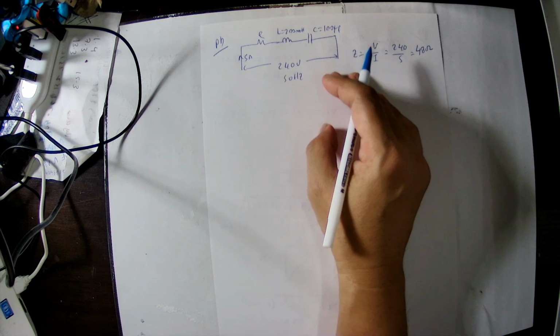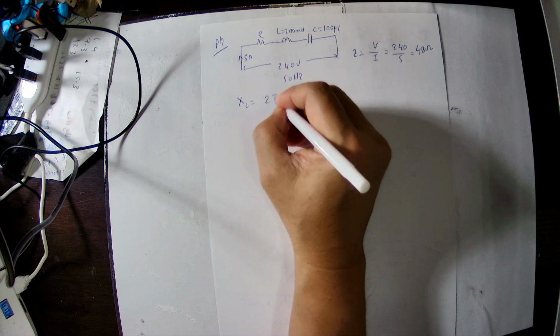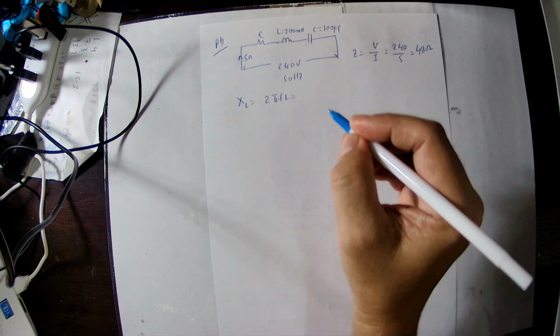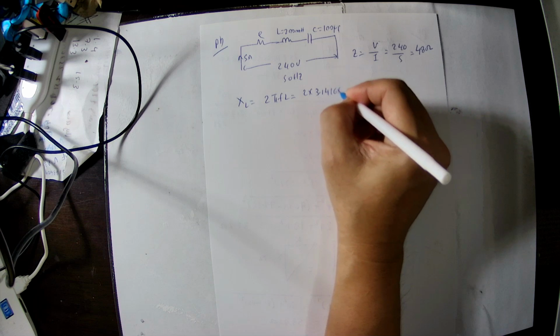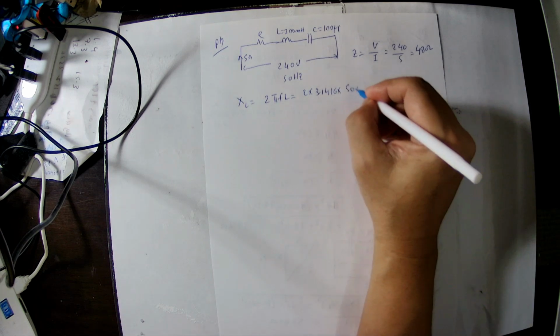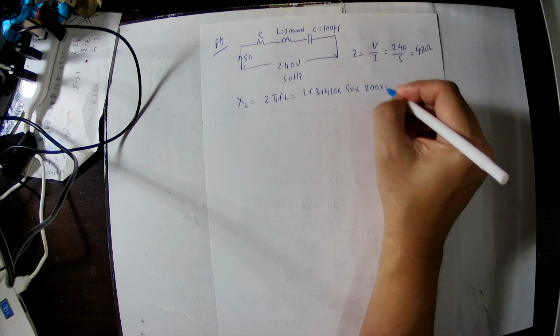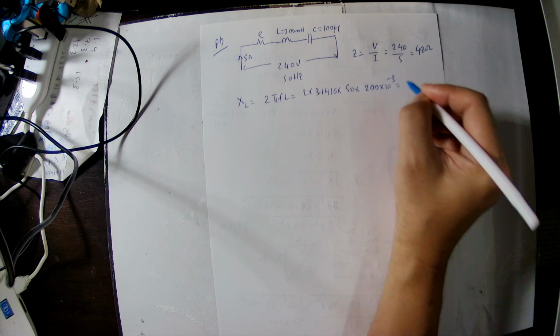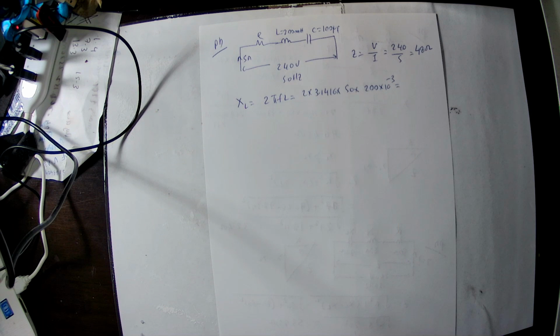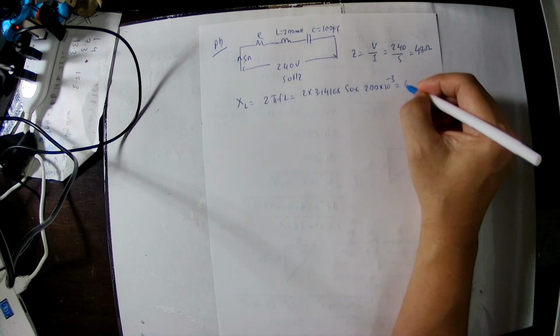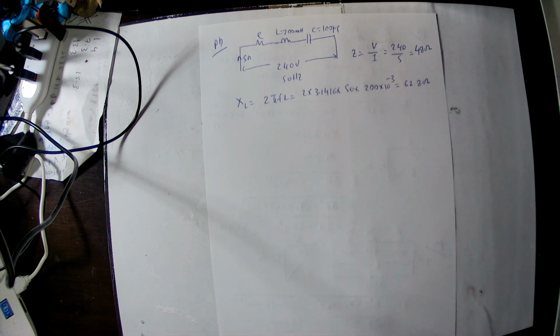Then we have to calculate the inductor and capacitor reactance. Inductive reactance XL equals 2πfL. So 2 by 3.1416, frequency is 50, inductance is 200 millihenry, 200 into 10 power minus 3. Substituting, that will be 314 multiplied by 200 divided by 1000. So 62.80. Inductive reactance is 62.80 ohm.